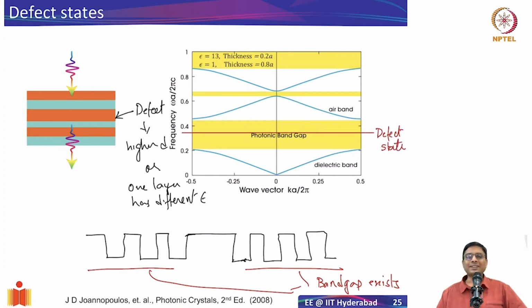When I say defect, it might feel like it has a negative connotation, that it's bad, but no, it can be useful. The reason is, this particular energy level is allowed. This particular frequency is allowed to propagate. Where is it allowed to propagate? At the physical location of the defect.